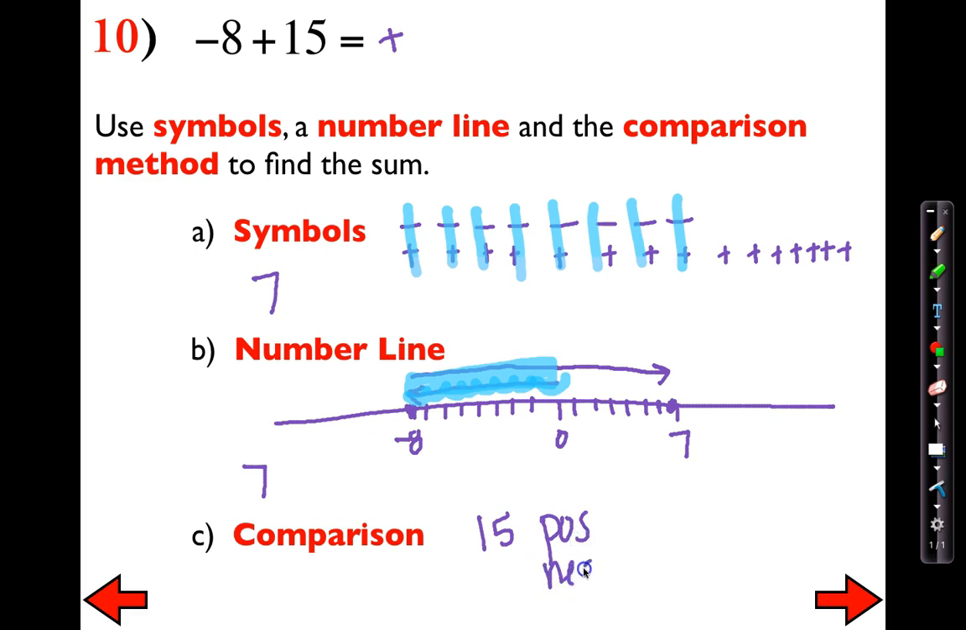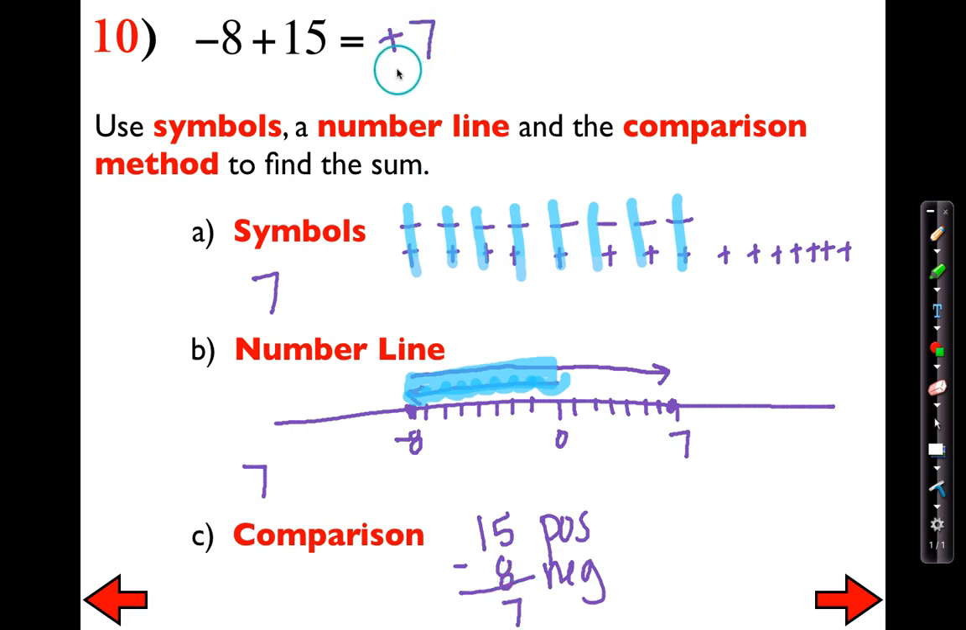Well, what about negatives? How many negatives do we have? According to this problem, I see that there's 8 negatives. So now we need to compare. How many more positives are there than negatives? Well, in order to compare, we need to find the difference. So 15 minus 8 is 7. So notice my answer is a positive 7.